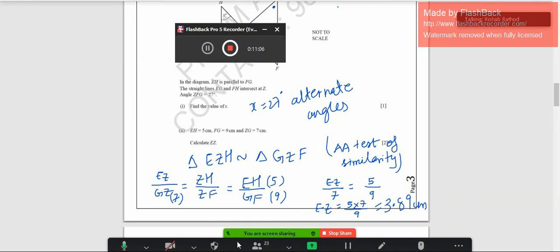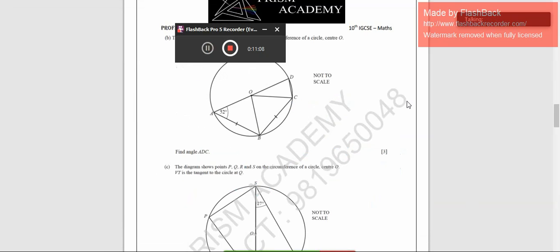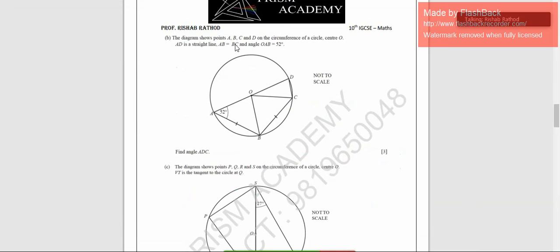Is this clear? The diagram shows points A, B, C, D. Okay, the cyclic quadrilateral, and this is equal to this. Fine. And can I say this, this, this, and this are already equal because OA, OB, OC, OD are radii of the circle. This is given as 52. Find angle ADC.